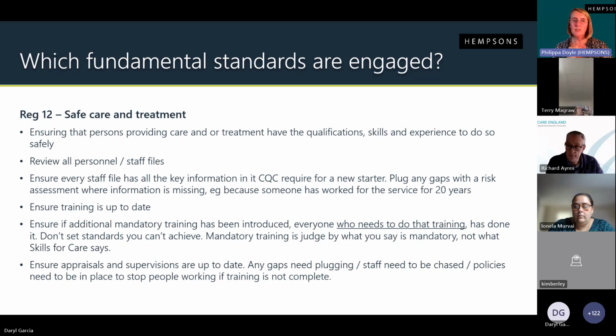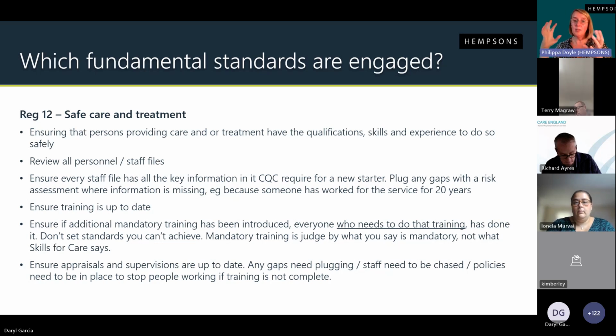Do make sure that everybody's training is up to date. Do make sure that what you say is mandatory training, you're actually delivering against. So if you say 100% of people are going to do this kind of training, you need to get 100% of your staff through that level of training. Otherwise, CQC will say that you are falling below those standards.